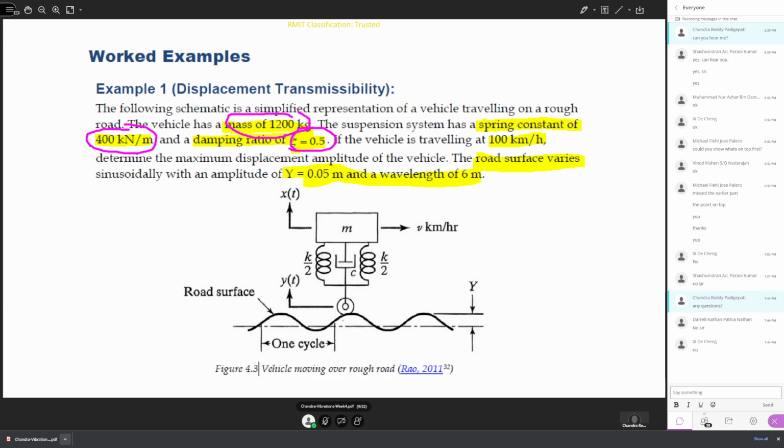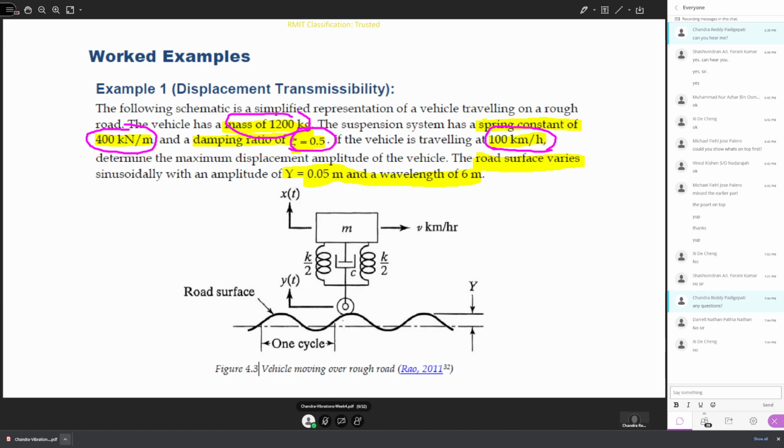And the vehicle is traveling at 100 kilometers per hour. We can always convert this into meters per second. Now, under these conditions, you are asked to determine the maximum displacement amplitude of the vehicle. What will be the amplitude or the maximum displacement of the vehicle when the vehicle is traveling?